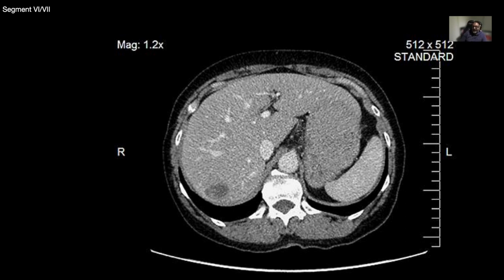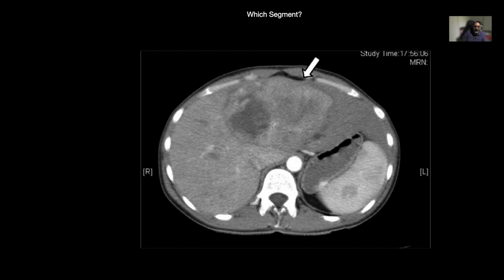Well, it's an exercise. I hope the others found this useful, because we're going to do this again. So that's not the mass. This is the mass. What segment do you think this is in? I actually don't know. Just ignore that. No. The mass is here.